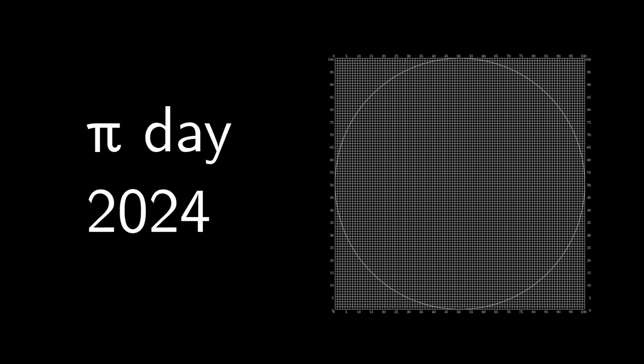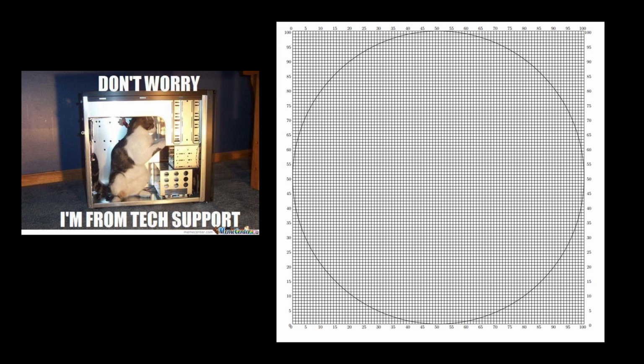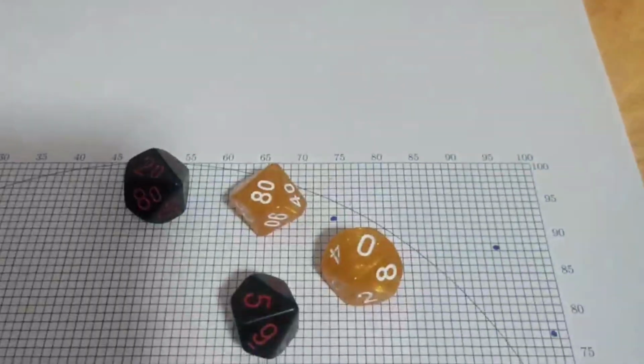This year I decided to compute pi without the aid of a computer. I printed this grid, which is made in LaTeX and, well, may be considered to be somewhat of a computer aid, and then I borrowed these d10s from a bunch of local nodes.